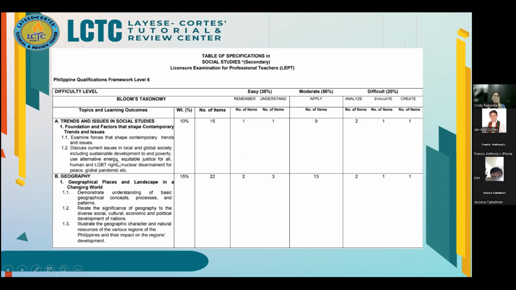So what will be the specification under geography? Here, geographical places and landscape in a changing world. So first, demonstrate understanding of basic geographical concepts, processes, and patterns. The next is relate the significance of geography to the diverse social, cultural, economic, and political development of nations. And next is illustrate the geographic character and natural resources of the various regions of the Philippines and their impact on the region's development.